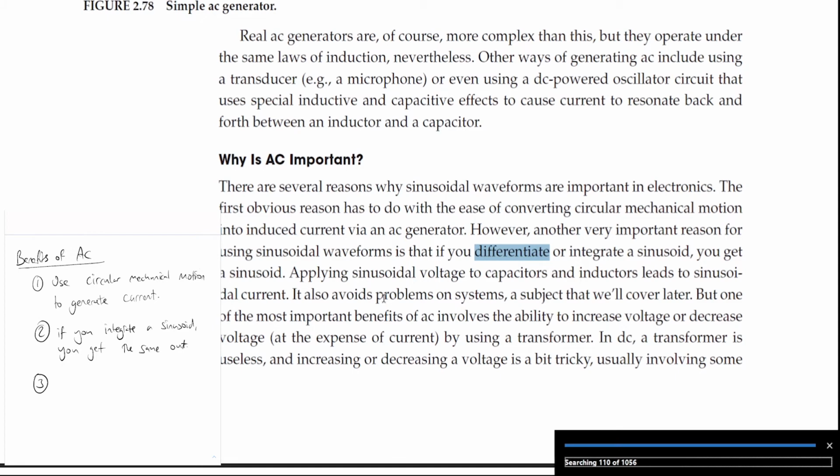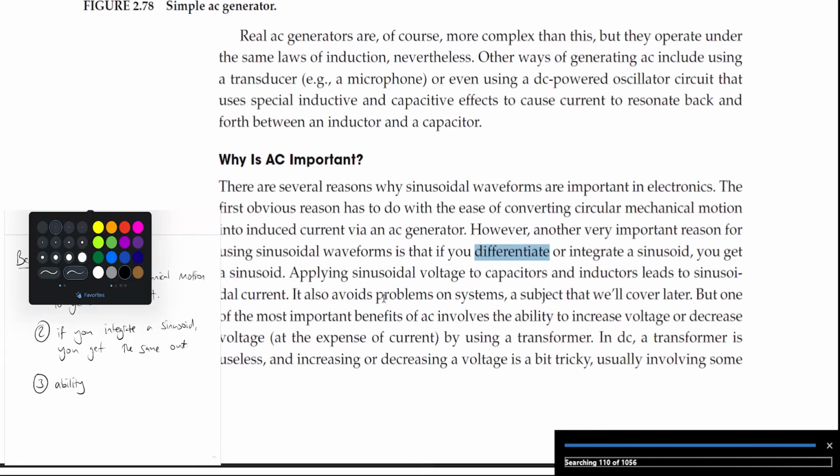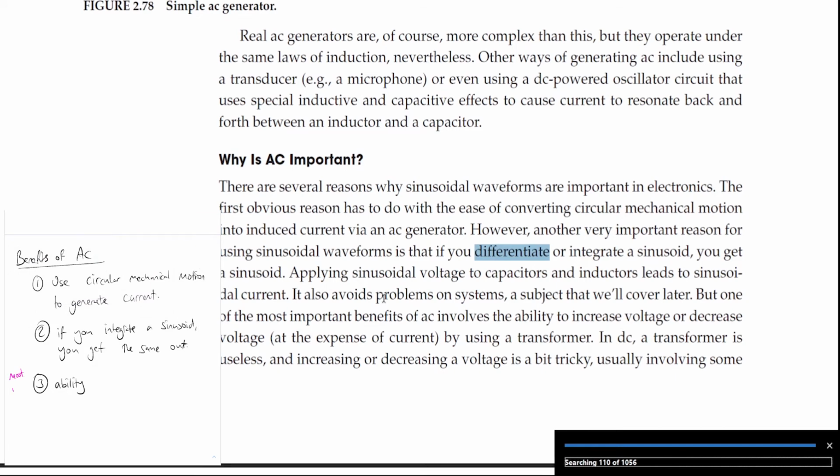Okay, so number 3, it says the most important thing, benefits of AC involves the ability to increase voltage or decrease voltage at the expense of current by using a transformer. Okay, so this is really the one I need to remember. The ability to increase or decrease voltage using, I don't really know what this means, a transformer.